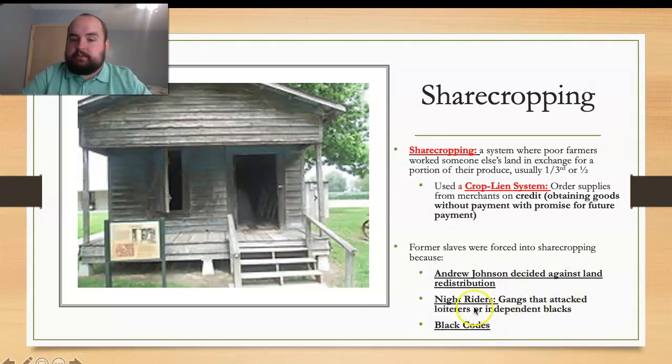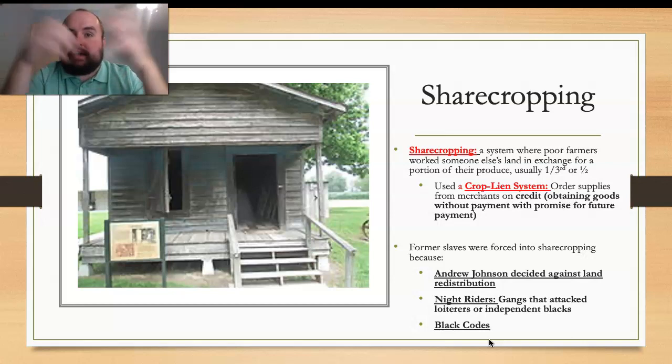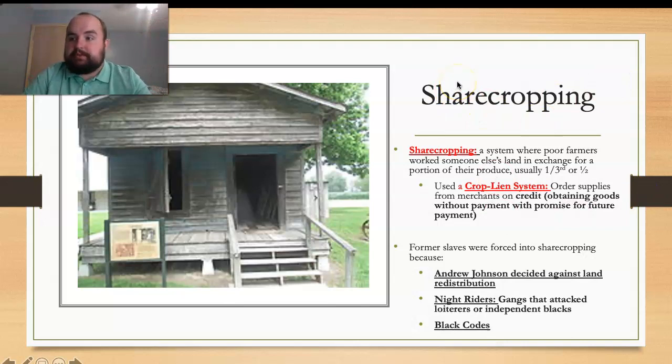Night riders were also a big deal, which we'll talk about even more over the coming weeks. These vigilante groups were extremely common after the Civil War. They would ride around and attack loiterers, or just any independent-looking African American, and harass them until they agreed to go into some sort of sharecropping system or work for someone in some capacity. And again, like I mentioned, the black codes essentially assured that black Americans didn't really have any protection from the law and had no access to their own labor, so this was really their only option.